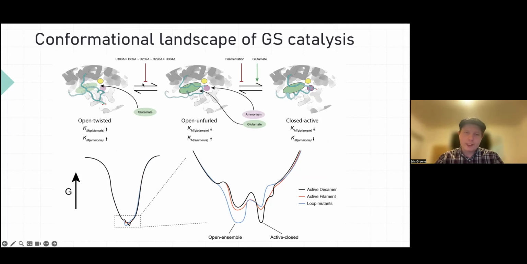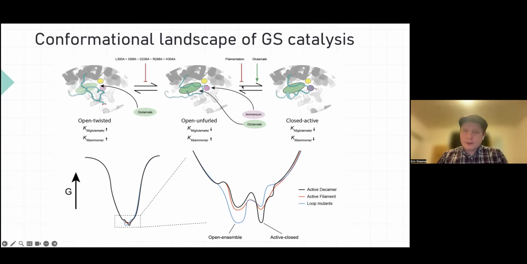However, if you're in wild type, you can find yourself back into an open state of the loop where it's kind of not twisted on itself, but it's unfurled like a flap, which is near its ground state in the closed conformation. Here, you can attain a low KM, so a tight Michaelis complex for glutamate, but you can still also have a high KM, low Michaelis complex for ammonia.